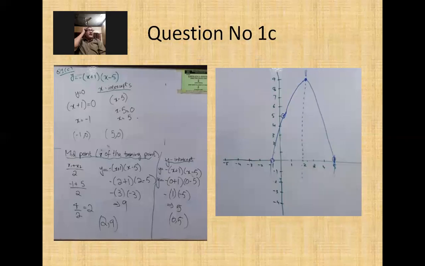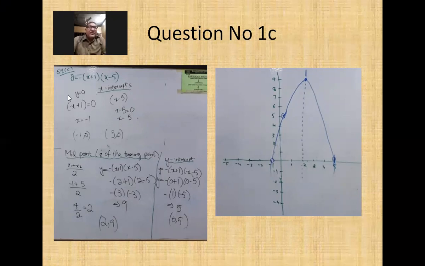Okay, so question number 1C part is showing up on your screen. Here we have been given an equation which is y = -(x + 1)(x - 5). So clearly this equation is showing you the x-intercepts of that graph.